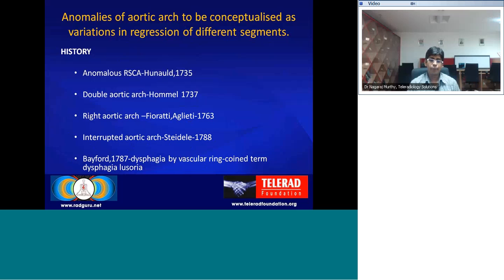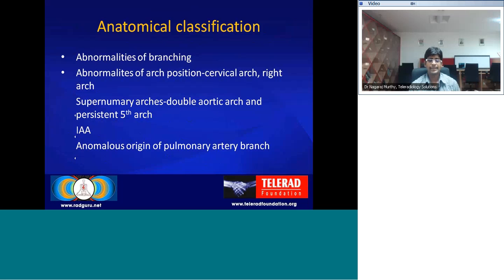In 1787, Bayford coined the term dysphagia lusoria, that's the dysphagia caused by vascular ring. The anatomical classification of arch anomalies are: there may be abnormalities of branching, there may be abnormalities of arch position, that is, it may be cervical arch or right-sided arch. There may be supernumerary arches like double aortic arch and persistent fifth arch, interruption of the aortic arch, and anomalous origin of the pulmonary artery branch.